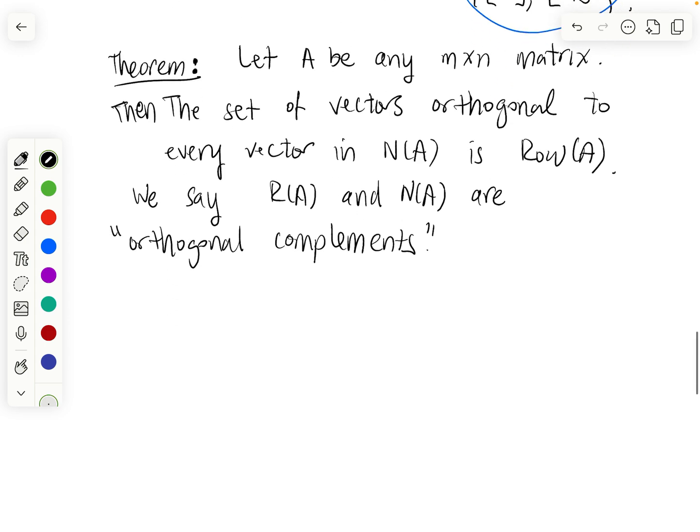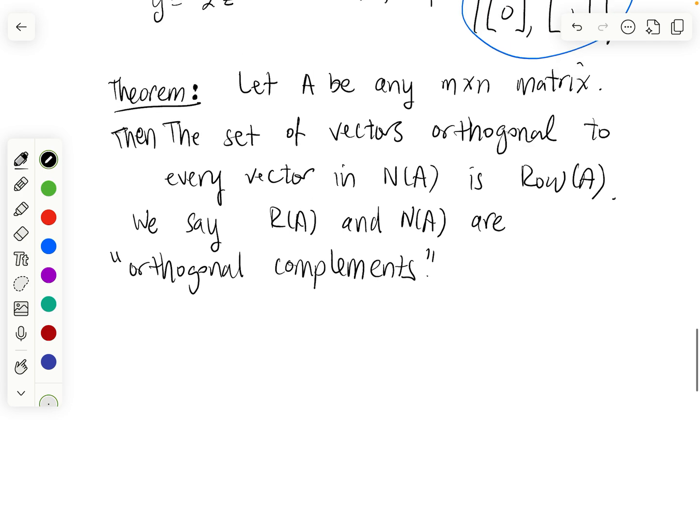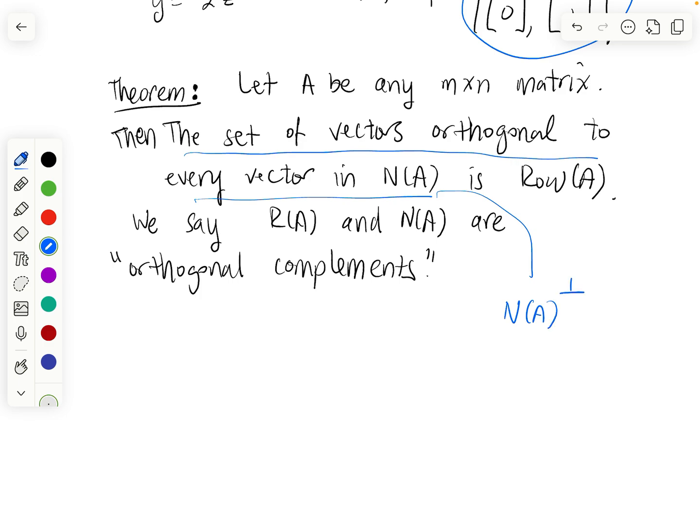And what we write is, the set of vectors orthogonal to every vector in A, the notation for that is you write N(A) and then this perpendicular sign to the top and right. That's called the orthogonal complement to the null space of A. And then the row space of A, of course, is just the row space of A. So the theorem says that this orthogonal complement to the null space of A is equal to the row space of A. I'll do it in purple just to make it match.